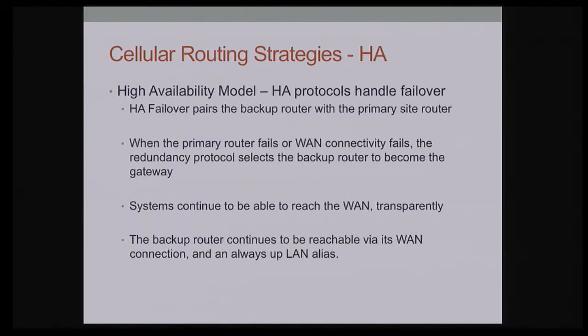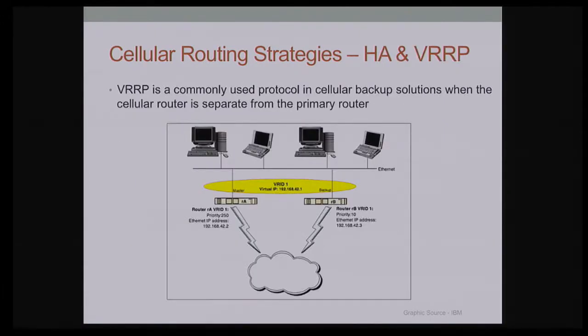In HA, there's a protocol handling the failover, and typically there's two physical devices. One's a primary, one's a backup. If the primary is the main router at the site, it's going out the WAN link, and if there's a failure with that, then the second cellular-enabled device will kick in, and the end hosts don't know the difference. VRRP is a very commonly used routing technology in these scenarios.